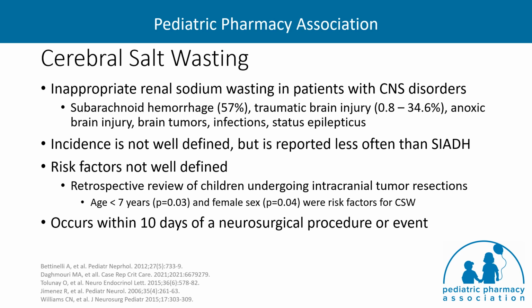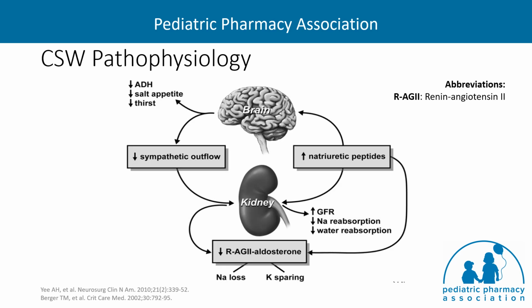Most reports of cerebral salt wasting state that this syndrome occurs within 10 days of neurosurgical procedure or event and is often transient in nature. The mechanism by which cerebral disease may lead to renal salt wasting is poorly understood. There are two possibilities, including disruption of neural input to the kidney, leading to decreased sympathetic outflow, as well as increases in circulating natriuretic peptides.